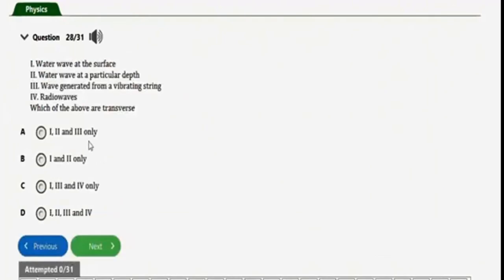It says, which of the above are transverse? We have I, water wave at the surface, II, water wave at a particular depth, III, wave generated from a vibrating spring, IV, radio waves. So the correct option in this question is I is correct, II is not correct, III is correct, IV is correct. So we have the correct option to be option C, III and IV. Alright, so that's it for this question. Let's go to the next one, which is this question.